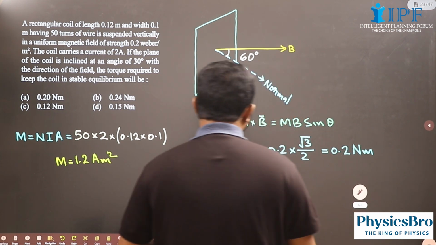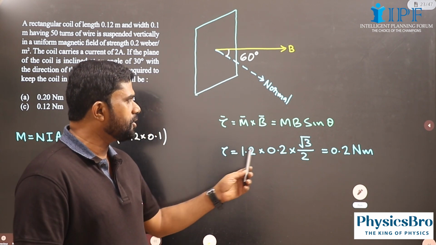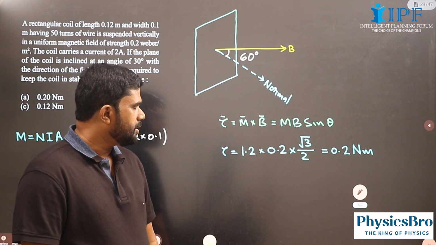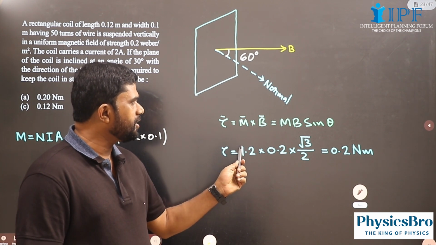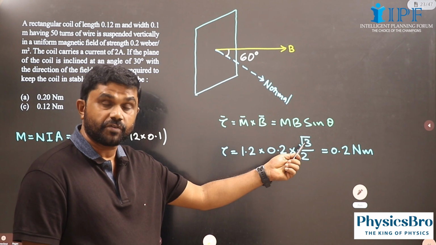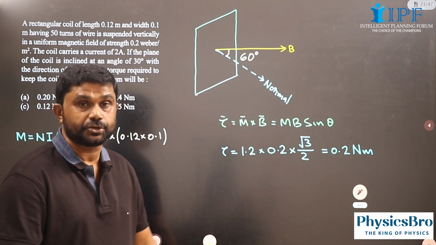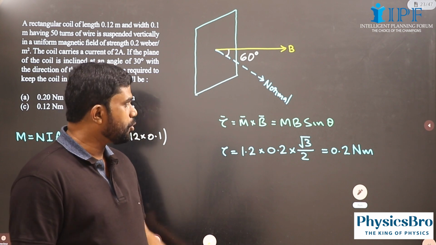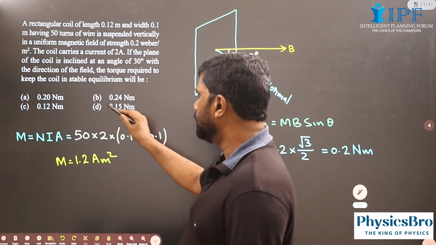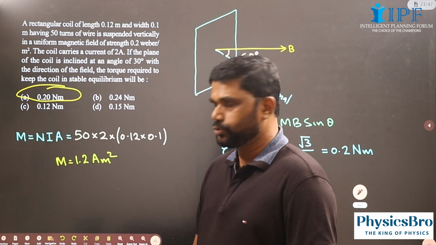Now torque will be M cross B or MB sin theta. So M is 1.2 into 0.2 then root 3 divided by 2. Now see, 1.2 divided by 2 that is 0.6, into root 3 is 1.732. 0.6 into 1.732 will be approximately 1, into 0.2, so it will be 0.2 Newton meter approximately.